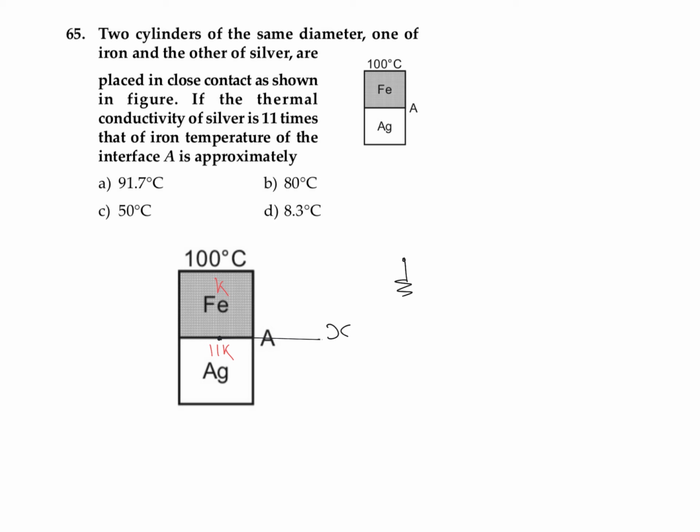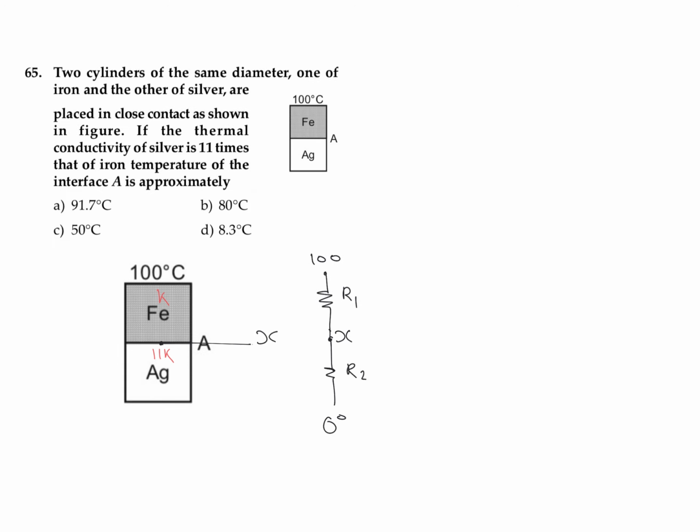We'll consider it like a resistor of resistance, let's say R1, and another resistor of resistance R2. We can take this end at 100 degrees Celsius and this end at 0 degrees Celsius, and let's say the temperature over here is equal to X. Now we can write the equation for X: (X minus 100) divided by R1 plus (X minus 0) divided by R2 is equal to 0.